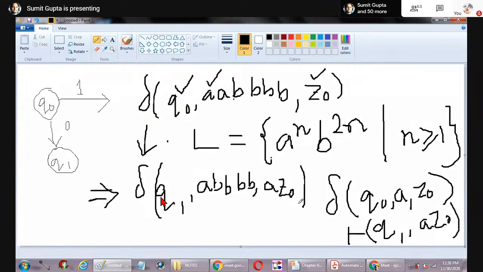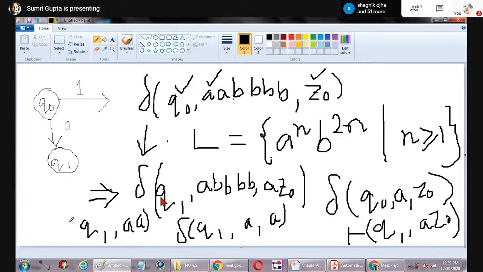Then next, what will be the transition function? Next is Q1, A. So then delta of Q1, A will give Q1, double A. So when it is Q1, A, it will give me Q1, double A, right? Do you understand? Yes, I understand. This part is done.